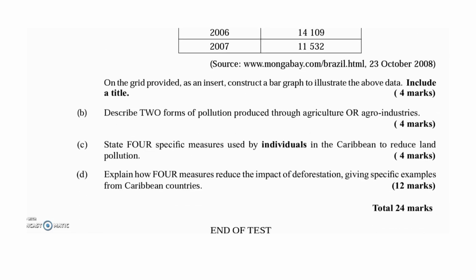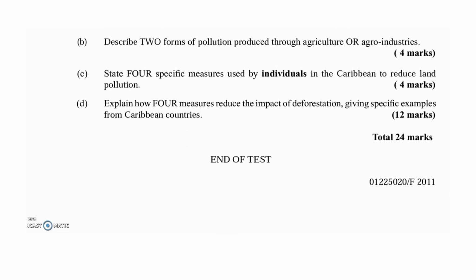That's actually very, very simple. If there are any questions, feel free to let me know. With respect to Part B, describe two forms of pollution produced through agriculture or agro-processes.